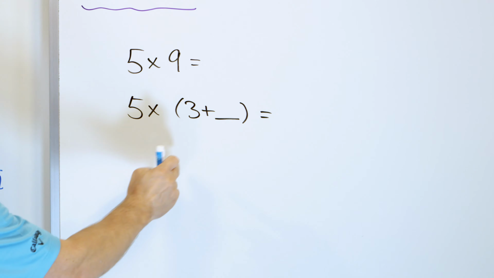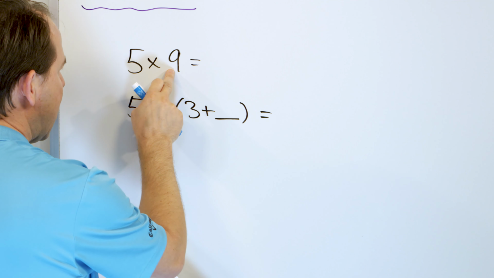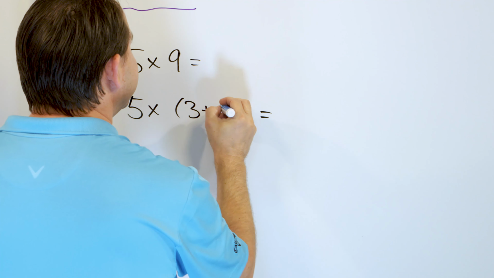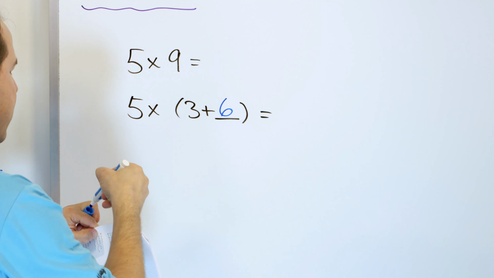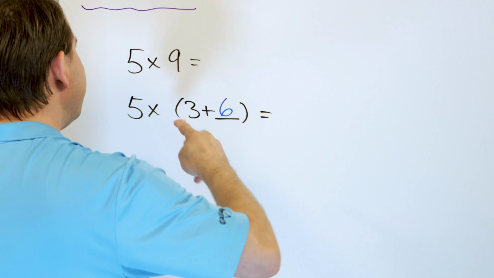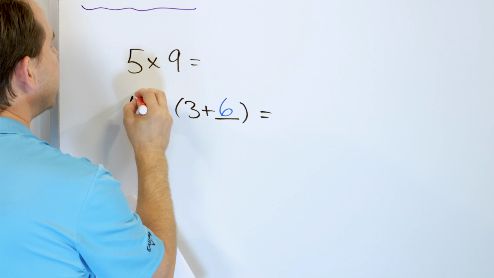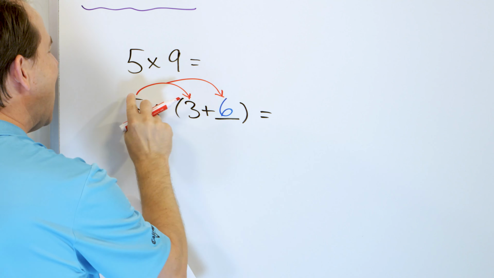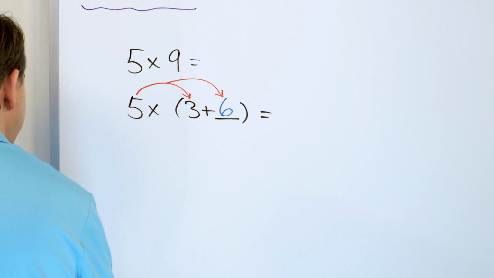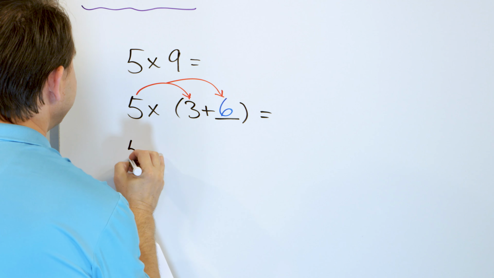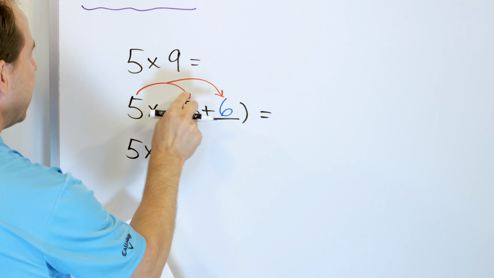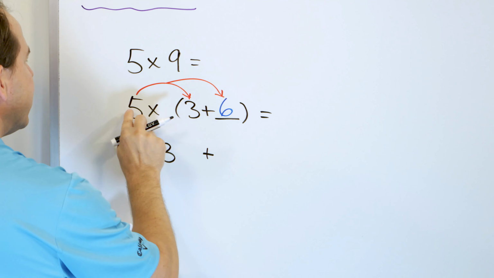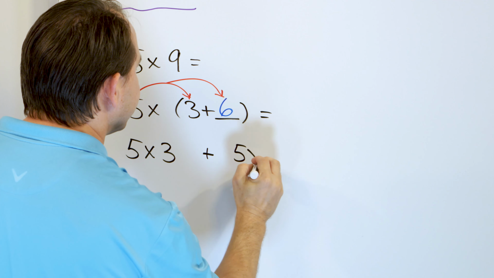First of all, what number goes in this blank? Well, it's 9 here, and we're trying to replace this. So the only thing that works in this blank is a 6, because 6 plus 3 is 9. That's the number that goes in there. And then because I have 5 multiplied on the outside, we're going to multiply 5 times 3, and then we're going to multiply also 5 times the 6. And so the way we're going to write it is we'll say 5 times 3 applied to this term, distributed to this 3. Then we have a plus sign, and then 5 times 6.